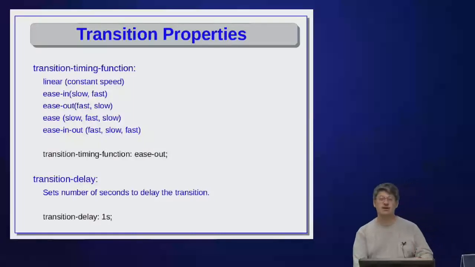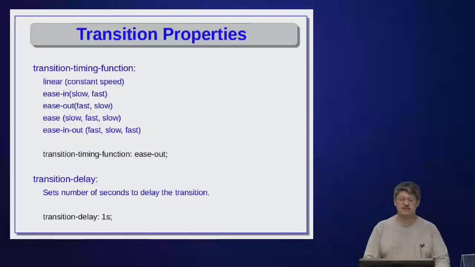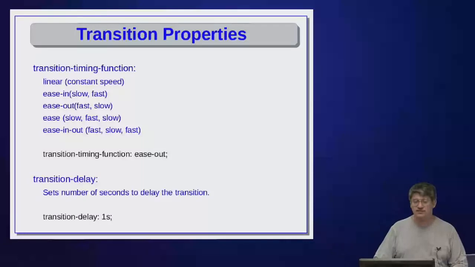Well, there's linear, which means just constant speed. That's the default. Or you can do ease in. Ease in starts slow and then goes fast. There's ease out, which is fast and then slow. There's also just ease, which is slow, then fast, and slow. And finally, there's ease in out, which is fast, slow, fast. So those are the different possible functions.